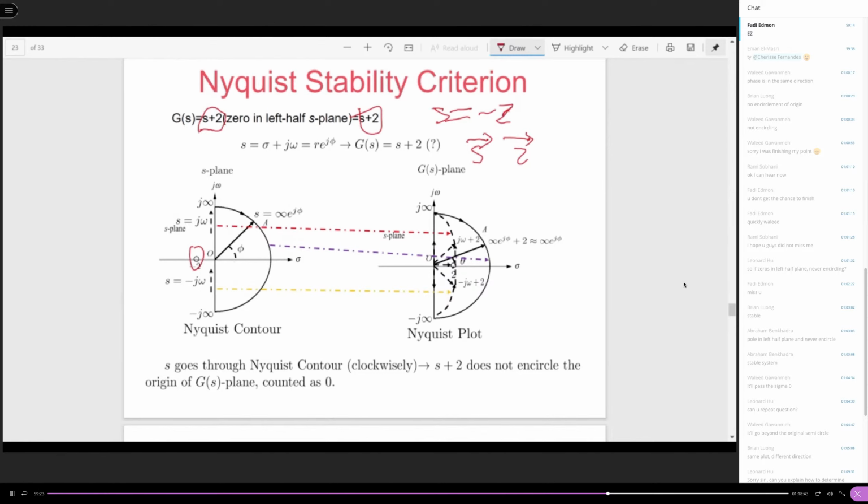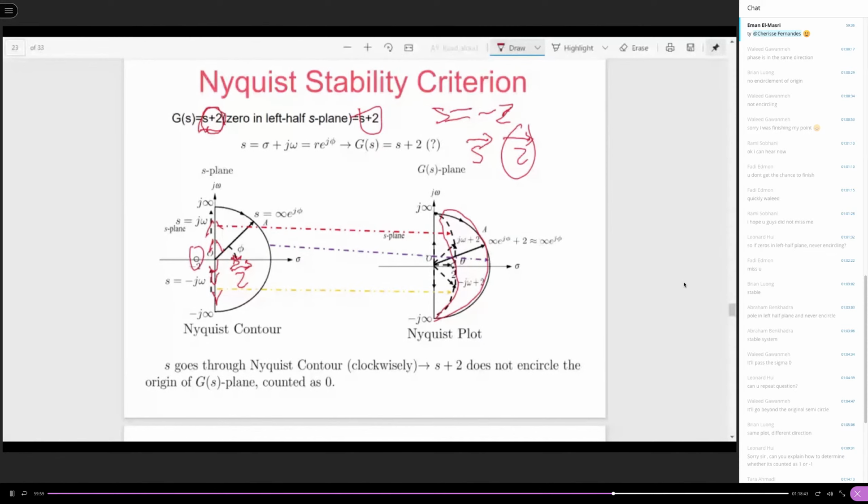Okay, positive 2 vector. So you can see, when the S is taking on the Nyquist contour, right now your vector becomes a positive 2 vector, which is here. This is a 2 vector. And then your S vector is the same, right? Your S vector is going to be the same. So you can imagine if you evaluate S plus 2, it will go this way.